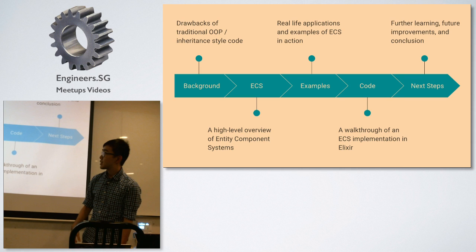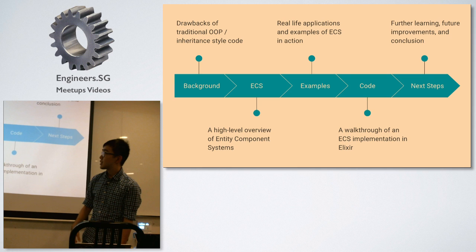First, I'm going to talk about some of the drawbacks of building systems with the traditional OOP inheritance style code, which you may have learned from like CS203. And followed by that, I'm going to talk about a high-level overview of what entity component systems are. I'll be mentioning some real-life examples of entity component systems after game development. And finally, I'll be walking through a bit of one particular implementation of ECS, which I wrote in Elixir, which is a new language, which I'll cover later as well.